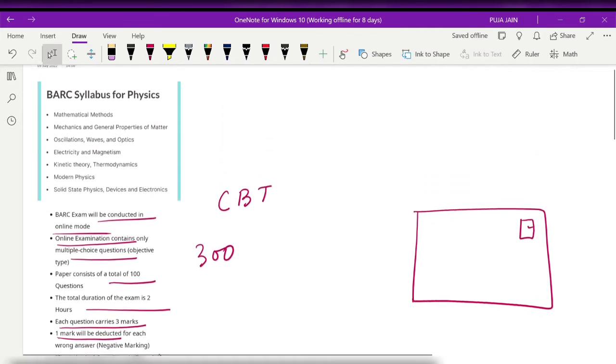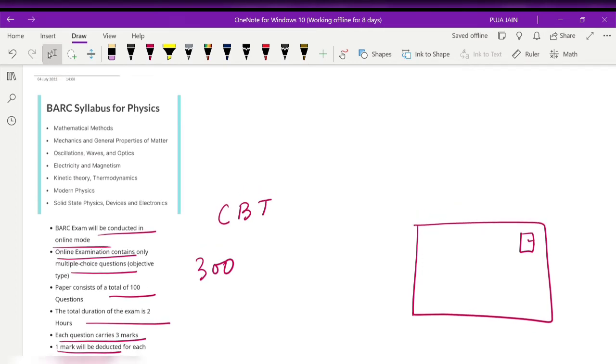So now, what is the syllabus? This is the rough syllabus. On the official website of the BARC examination, no syllabus is provided, and no previous year question papers are provided. So this is just a mere estimate of the syllabus. You have to prepare for mathematical methods, mechanics and general properties of matter, oscillation, waves and optics, electricity and magnetism, kinetic theory, thermodynamics, modern physics, solid state physics, devices and electronics.